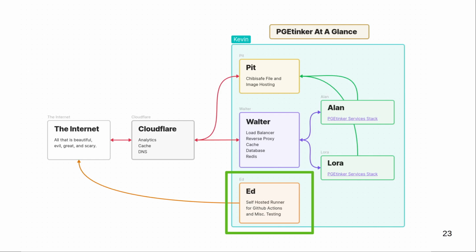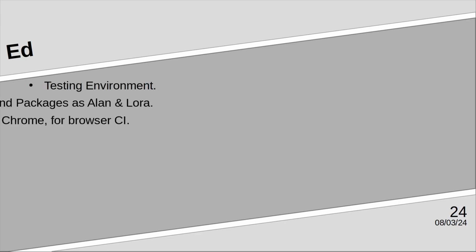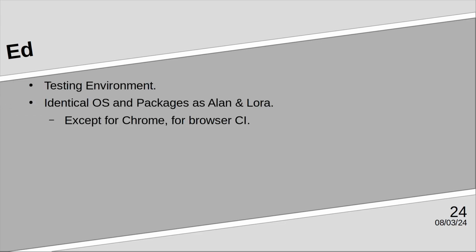All right, now we're going to talk about Ed. Ed is the testing environment. It is identical in terms of the operating system and software packages as Allen and LoRa, with the small exception that in order for our continuous integration to work, we need to have Chrome running to do our browser testing. It's also the self-hosted runner for GitHub Actions.